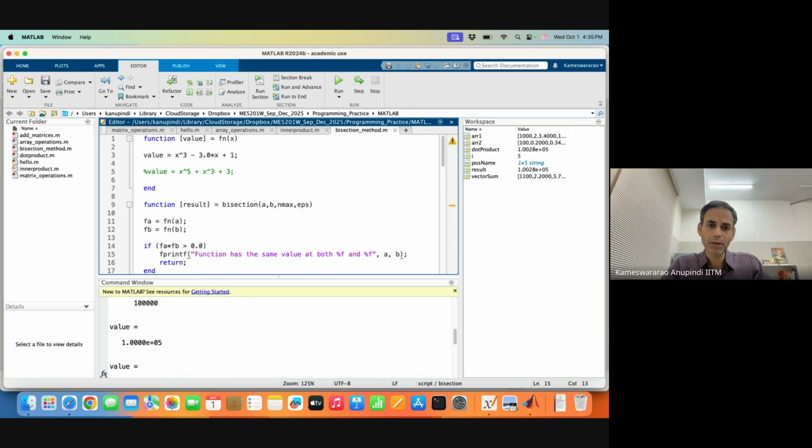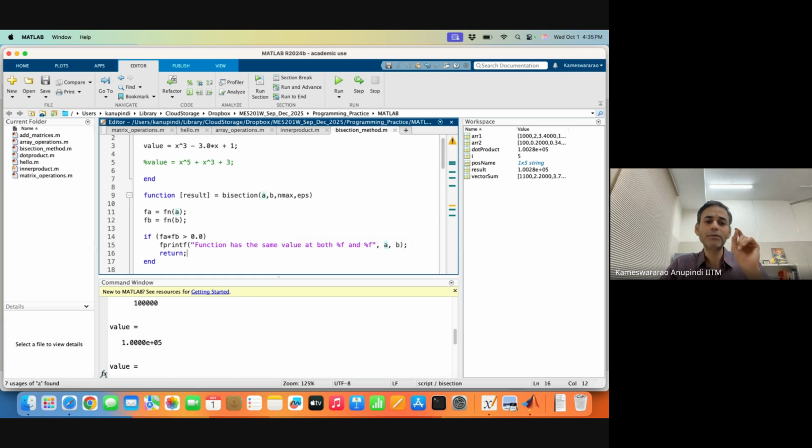So you write in double quotes, "function has the same value at both". You use %f to print floating point numbers. You use %d to print integers. We want floating point numbers, so I say %f and %f, double quotes close, and then comma a comma b, the values. When you put this in, it also shows you help for fprintf, format specifier, comma a1, comma a2. Fine. Then once you are done with this, there is nothing else to be done. So then return, and then end. This end is closing the if.